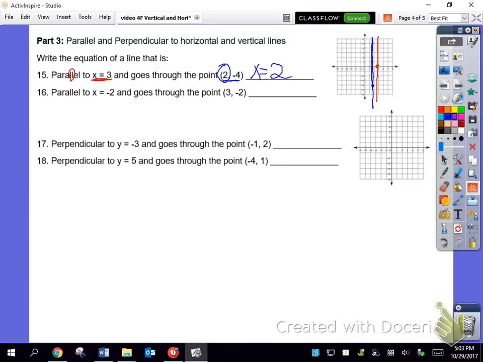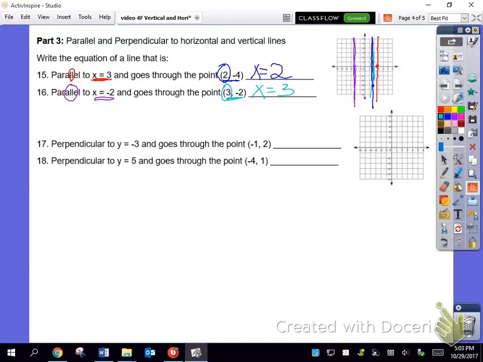So on this one, if it's going to be parallel to x equals -2, same thing, but it's on this side. So here's x equals -2. And I have this point, 3, -2. So 3, -2. I'm going to go up and down, so I go through the x, so x equals 3.